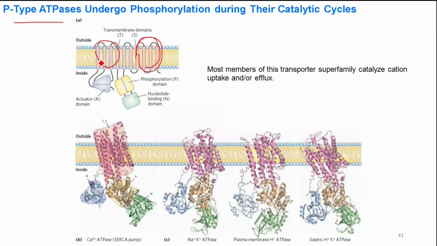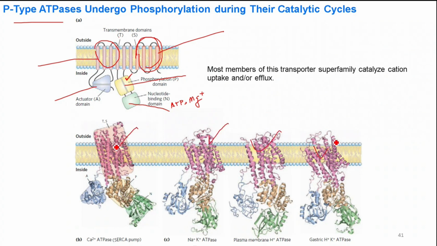The T domain is darker in color and the S domain is a bit brighter in color, and this is the A domain of this P-type transporter, and this is the P domain, the phosphorylation domain, and this is the N domain. This N domain, the nucleotide domain, binds to the ATP and the magnesium, and this domain is then phosphorylated and the calcium is transported after the phosphorylation occurs and the ATP is being utilized. So you can see different formats of these P-type domains.